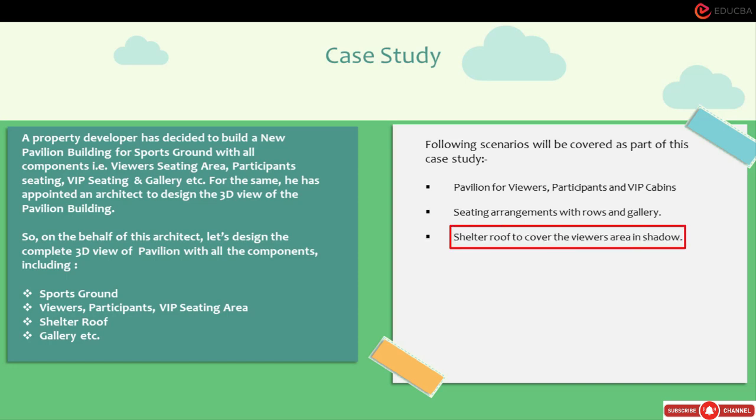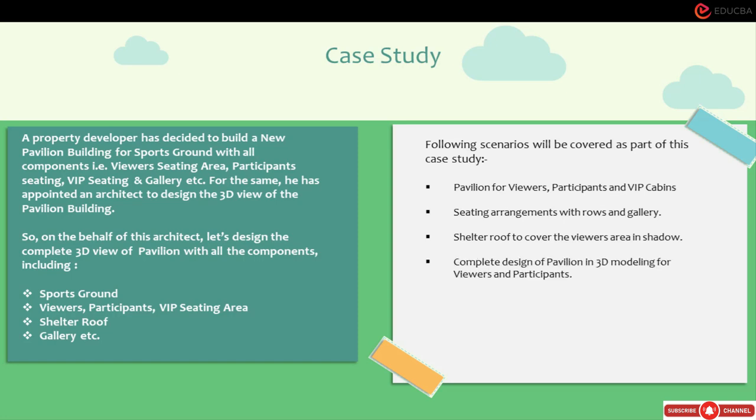Shelter roof to cover the viewers area in a shadow. We will give the roof for the VIP cabins as well as the shelter for the viewers. Complete design of pavilion in a 3D modeling for viewers and participants. We will design the complete pavilion building in a 3D model for the viewers and participants.